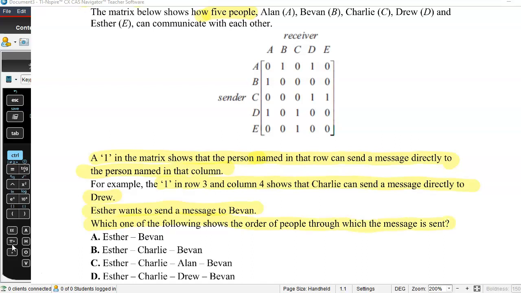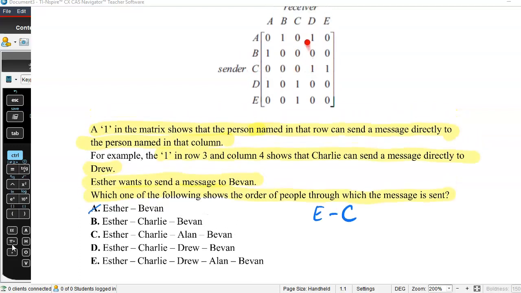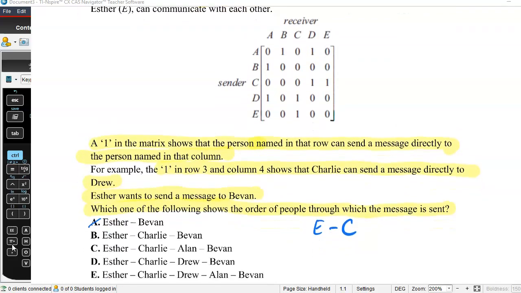Okay, so Esther needs to send a message to Bevan. Now, Esther can only send a message to Charlie, can't she? So we know it can't be that. So Esther must send her message through to Charlie. Now who can Charlie send a message through to? Charlie can talk to either Drew or Esther. Now he's not going to send it back to Esther. He's going to send it to Drew, isn't he?